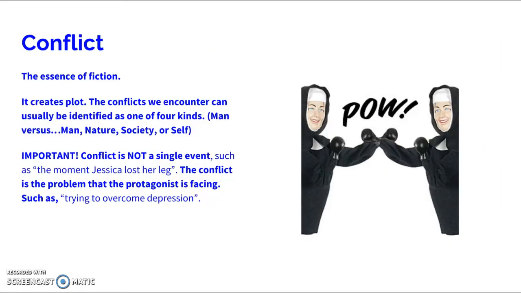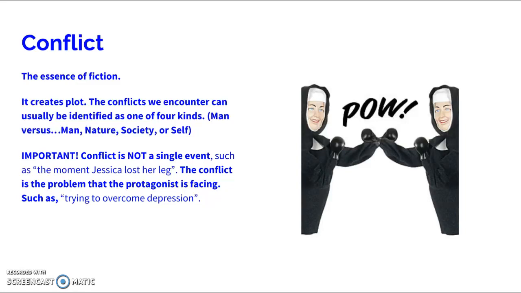Conflict, this we'll talk more about. It is the most important element of fiction. You'll see everything is tied to conflict. It creates the plot. The conflicts that are encountered typically fall into one of four categories: man versus man, man versus nature, man versus society, or man versus self.